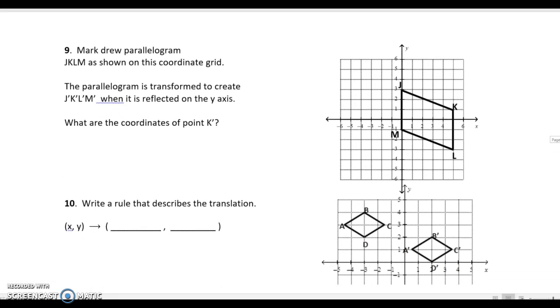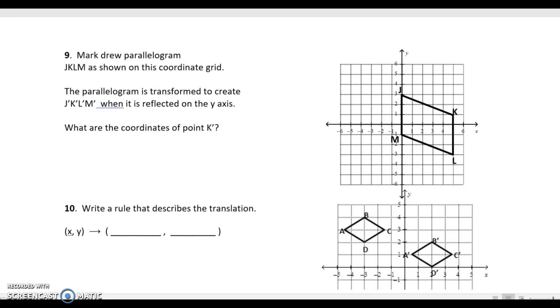Number 9, it's the same question of that same parallelogram, except it's just doing something else. It's reflecting on the y-axis. So it says take the parallelogram, reflect on the y-axis. So here's the y-axis. What's on the right side will now flip-flop on the left. But who cares about any of the points? You only need to worry about point K. So just do point K.